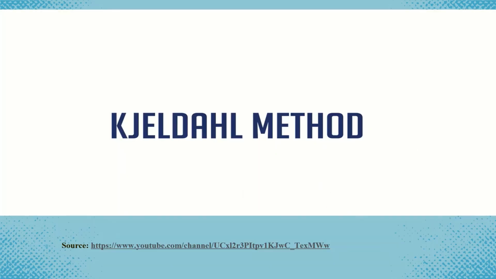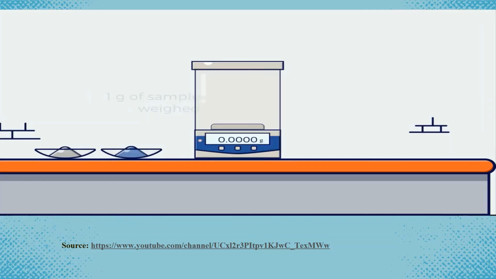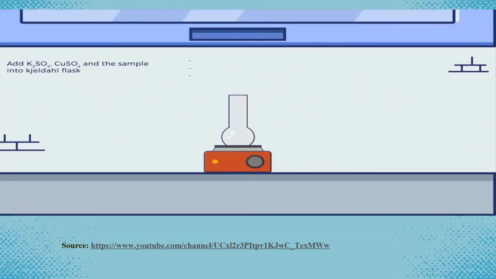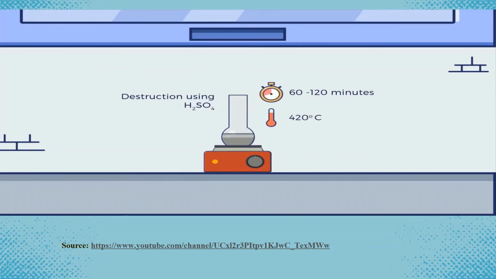Now there is a short video showing the whole Kjeldahl process. So first we weigh our samples for the digestion process: copper sulfate, potassium sulfate, and our original nitrogen sample. And the destruction process is carried out. For destruction, copper sulfate, potassium sulfate, and the original nitrogen sample are added in a flask that is called Kjeldahl's flask. After their addition, digestion is carried out. It takes almost 1 to 2 hours. 420 degrees centigrade is the ideal temperature, and ammonium sulfate is produced as a result. The color of the solution changes during the whole process.